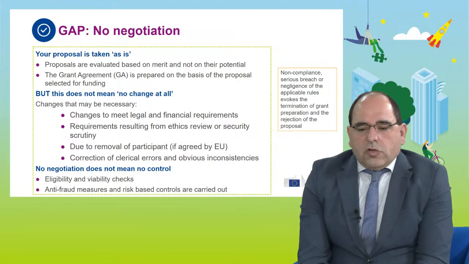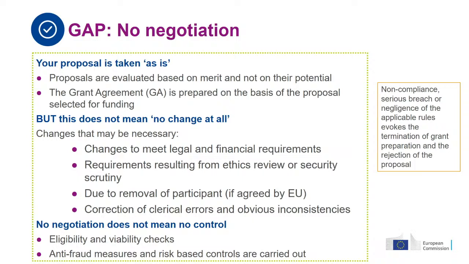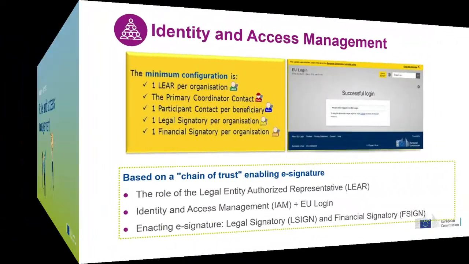So the fact that there is no negotiation does not mean that there are no controls also on our side. There could also be eligibility checks, which means that if an organization is not compliant with the requirements, for example, of the call, then of course we are not obliged to fund the proposal. Also, there are anti-fraud measures and risk-based controls that are carried out before the grant agreement signature, and the result of them is also binding for both you and us. So, what you have to keep in mind here is that non-compliance or any serious breach or negligence of the applicable rules can evoke the termination of the grant and the rejection of the proposal. But okay, these are exceptional cases. They don't happen often, but it could be the case that it happens. So now, the next step.